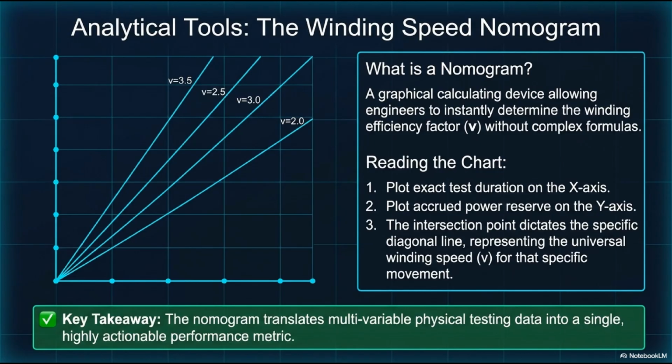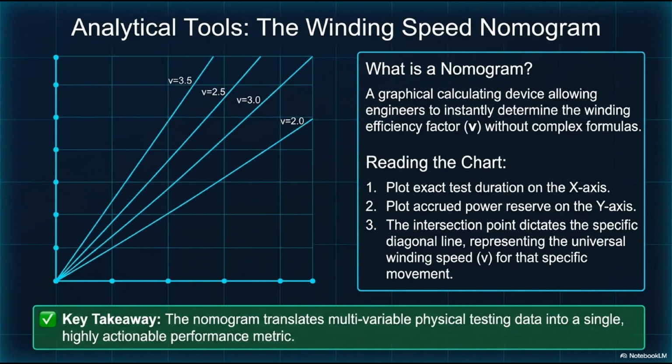Once the engineers have the raw data from the planetary tester, they need a way to quickly analyze it without doing complex math every time. They use analytical tools, specifically the winding speed nomogram. What is a nomogram? Look at the chart on the left. It is a graphical calculating device. It allows engineers to instantly determine the winding efficiency factor, V, of a newly designed movement with a simple glance, without recalculating complex formulas. Reading the chart is incredibly simple.